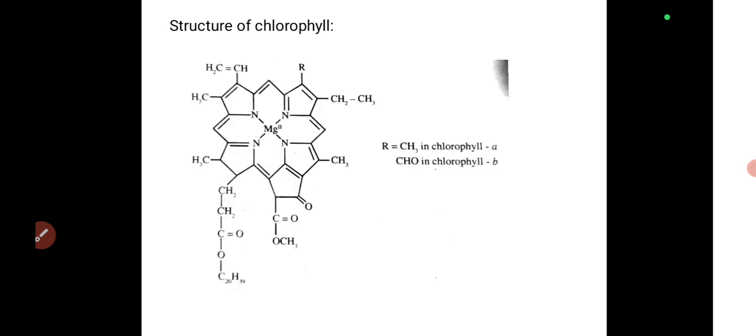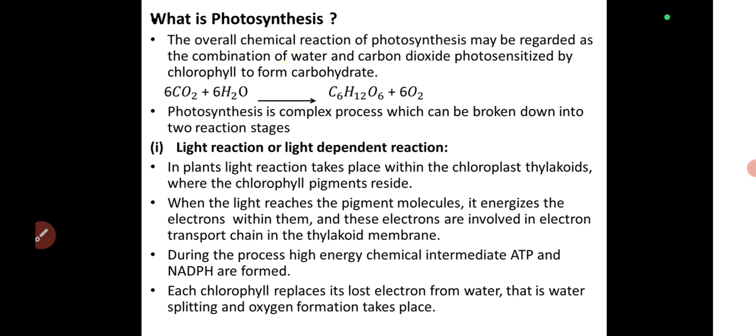A. And this is the structure of chlorophyll, and in hemoglobin we have central iron here, but in chlorophyll you have magnesium in +2 oxidation state, and we have some hydrocarbon chains. That's all. Then what is photosynthesis? The overall chemical reaction of photosynthesis may be regarded as the combination of water and carbon dioxide photosensitized by chlorophyll to form carbohydrate and oxygen.